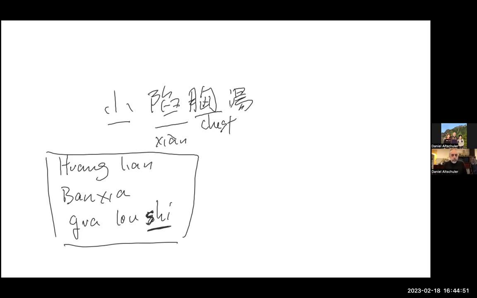You can combine this formula with Xiao Chai Hu Tang, and you can use it by just adding Gua Lou. Really, you can add this to Wen Dan Tang, right? You have like the extra function. You can use this formula in combination with any other formula that fits, to get rid of this, opening up the chest and helping it move through.